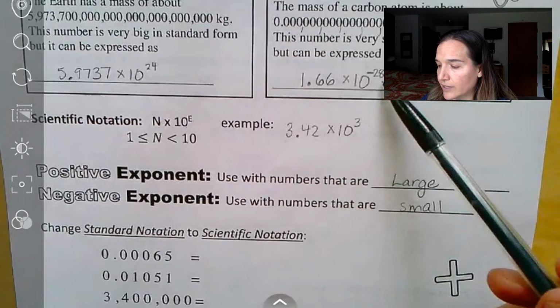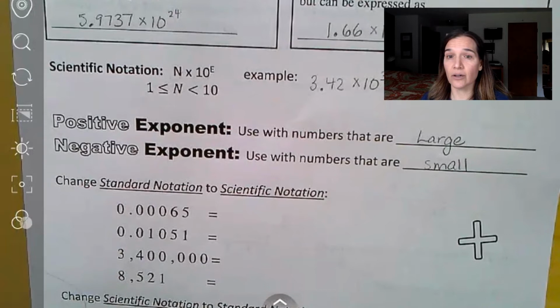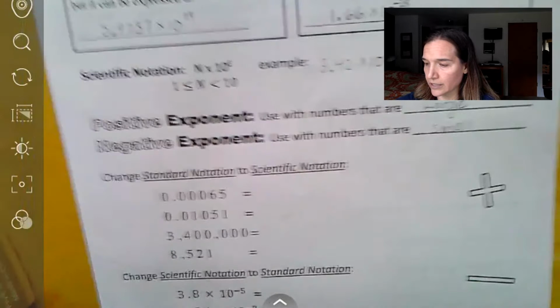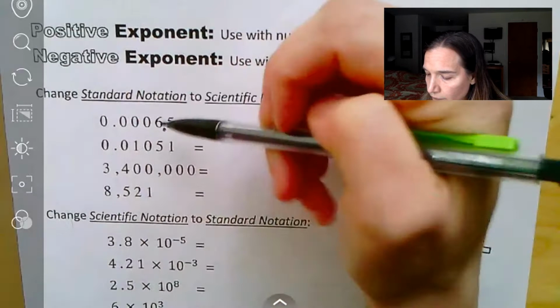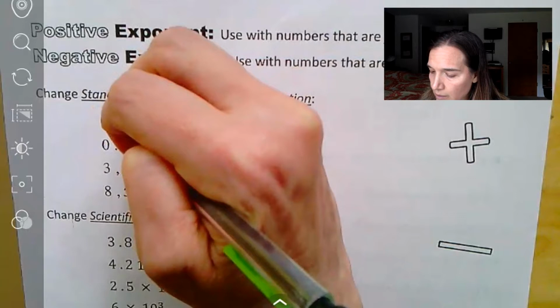So let's see. Changing standard notation to scientific notation. The way we normally write numbers is our standard notation. And because of that, it looks like this. In order to make it scientific notation, we have to move the decimal point so there's only one number to the left of the decimal point and all the rest of the numbers follow after. And notice that I moved it 1, 2, 3, 4 places to get it there.